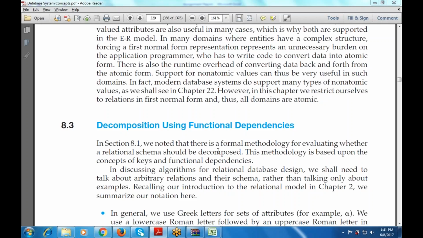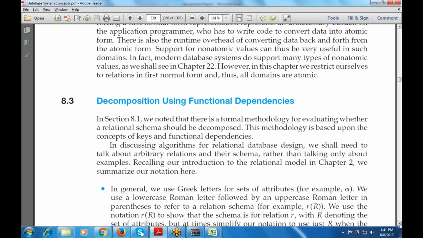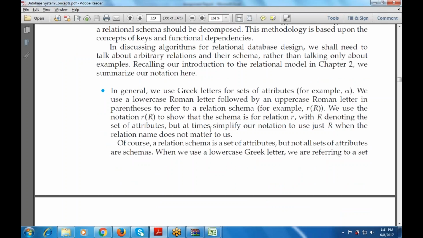Now let's move to the next method, that is the formal methodology, in which there is a dependency, also discussed in chapter number 2, that is based on the concept of keys and functional dependencies, in which the keys are also used for the dependency schedule. In general, we use a Greek letter for a set of attributes, for example alpha, and we use a lowercase Roman letter followed by an uppercase Roman letter in parentheses to refer to the relation schema. So we use the notation r(R) to show that the schema is for the relation r, with R denoting the set of attributes.